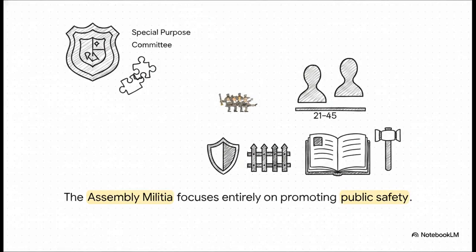The Assembly Militia functions as a special-purpose committee within the Assembly. Basically, anyone who is fit and between the ages of 21 and 45 is eligible to serve. Their focus is entirely on promoting public safety within the boundaries of their state and providing internal security. They are there to ensure that the community remains peaceful enough for the courts to operate freely.